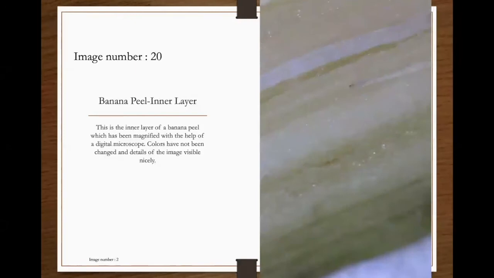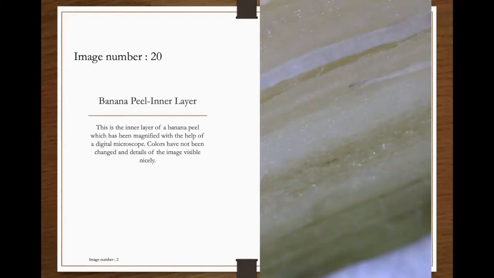So this is the inside of the banana peel. And you can see those little white marks and a greenish yellowish tone at the extreme corner at the bottom of the image. So again, this is the original color. This is how it appeared, and we can see a very tiny black thing in the middle.